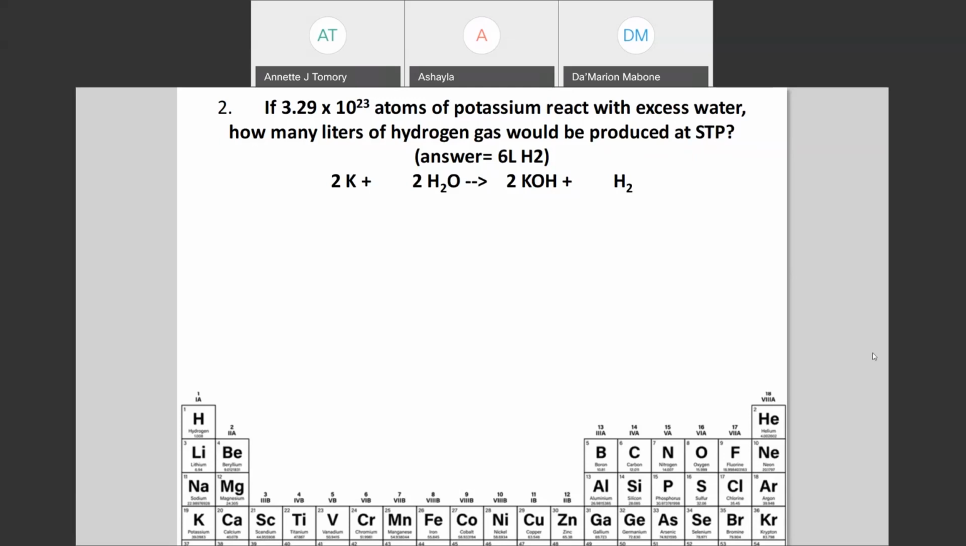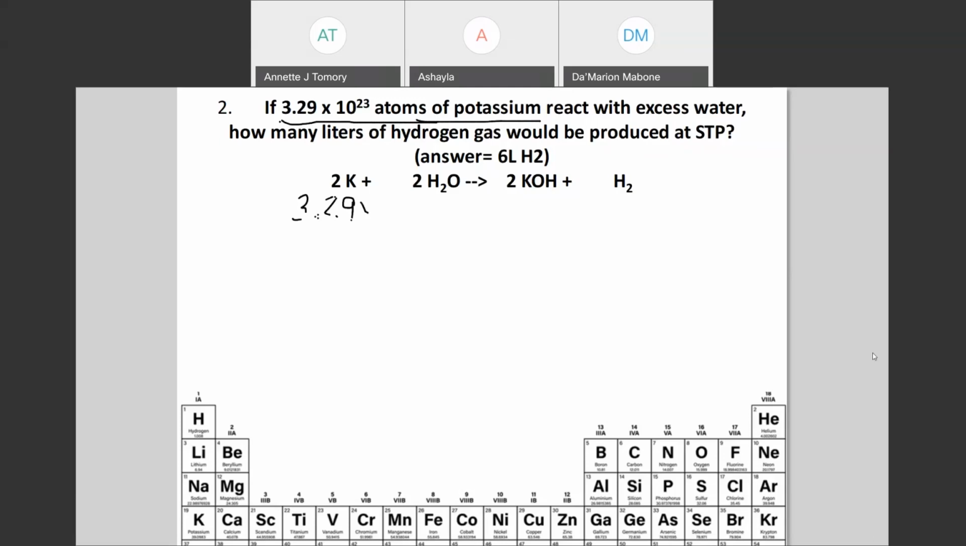We have 3.29 times 10 to the 23rd atoms of potassium. Where am I going to put that information? Don't tell me over 1. I'm trying to make a chart first. What are we talking about here? How many liters of hydrogen gas? But atoms of what? Potassium. So I'm going to put that underneath potassium.